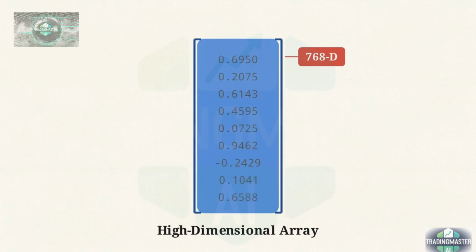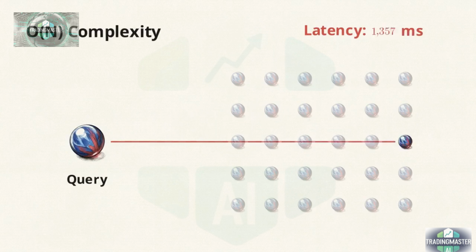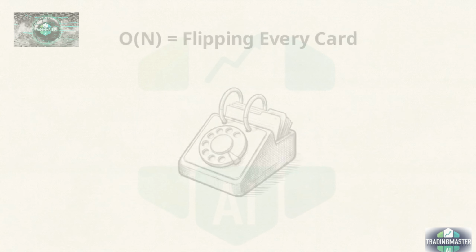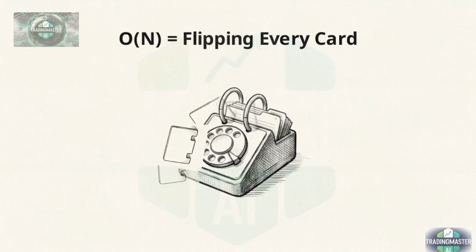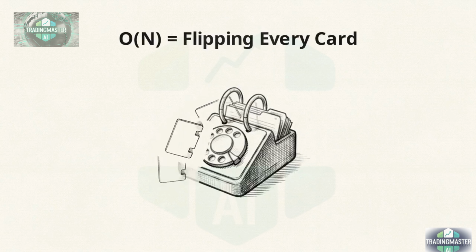Finding meaning in the space requires semantic search, which identifies the closest geometric match to a query using a metric like exact cosine similarity. This brute force approach calculates the distance between the query and every single point. In computer science, this O of n operation is the equivalent of searching for a contact by flipping through every single card in a massive physical Rolodex.